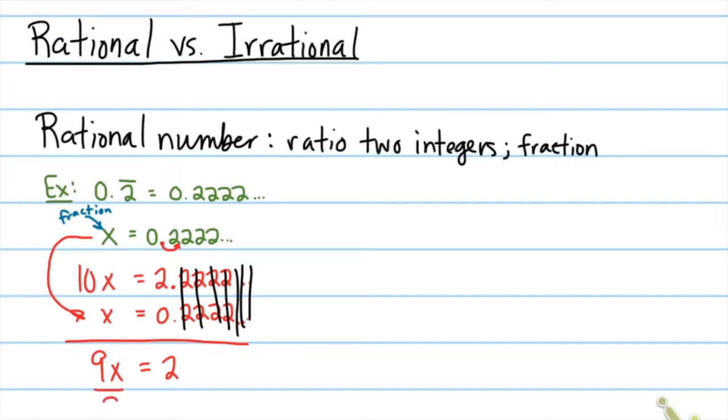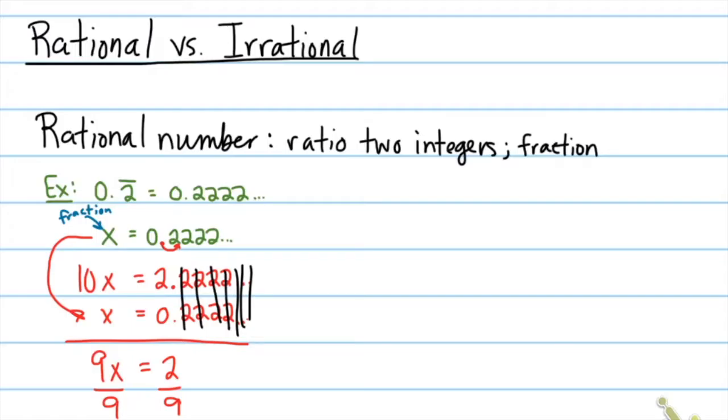Okay, continuing on. If I divide both sides by 9, I get that x is equal to 2/9. Again, I was able to write 0.2222... as a ratio of two integers. So therefore, a repeating decimal can be written as a ratio of two integers. That's what makes it rational.